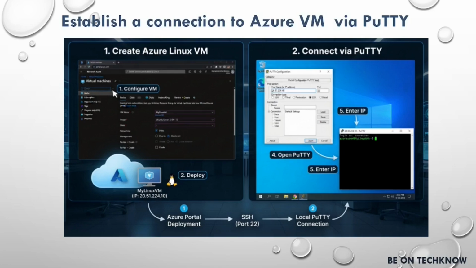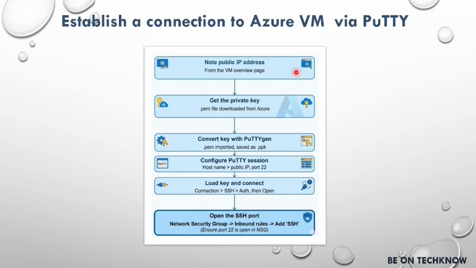So via PuTTY. To do that, take the public IP from the Azure portal. To get the private key, download the PEM file. Then you can convert that PEM file to a PPK file by using PuTTYgen. Then you can configure the session with your host name or public IP along with the port. Once that is done, you can load your key and connect.